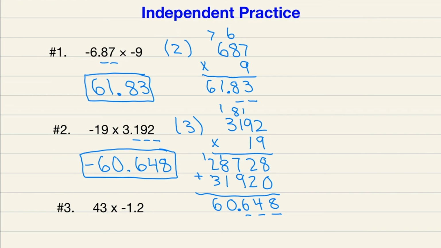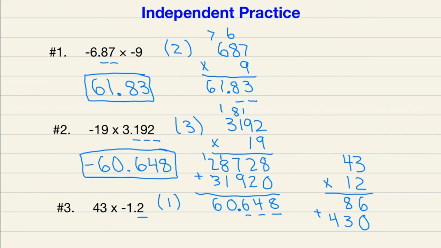43 is positive. 1 and 2 tenths is negative. Different signs means we're going to get a negative result. So 1 number behind our decimal point, that's going to go in parentheses. And again, we're going to multiply. So we have 43 times 12. 2 times 3 is 6. 2 times 4 is 8. Placeholder of 0. 1 times 3 is 3. 1 times 4 is 4.